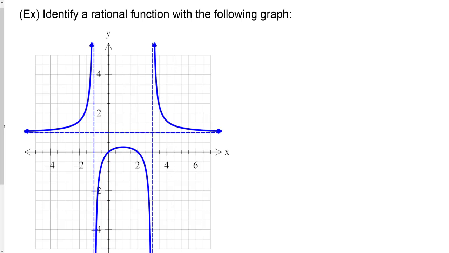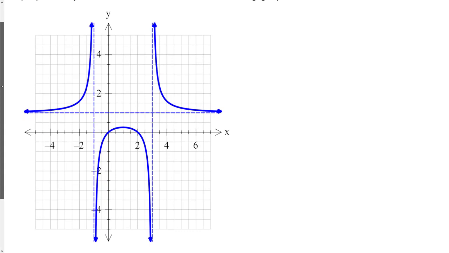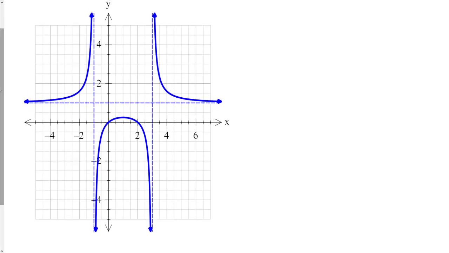Let's do one last example where we are going to identify a rational function with the following graph. Now, this may seem like it's going to be relatively difficult, but based off of the properties that we know, it really isn't going to be that difficult. So, for instance, there's different things that we know about these. We know locations of x-intercepts, y-intercepts, vertical asymptotes, and horizontal asymptotes.